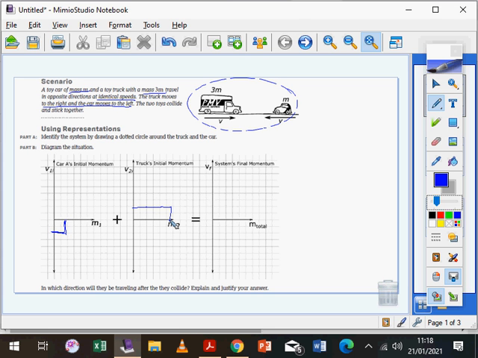Yes. The final momentum has to be equal to the initial momentum. And the initial momentum is this plus this, or technically this minus that, which I'll just be left with this much, right? Yeah.